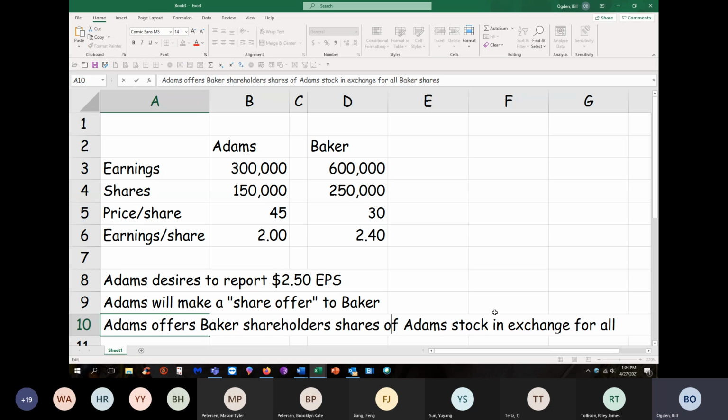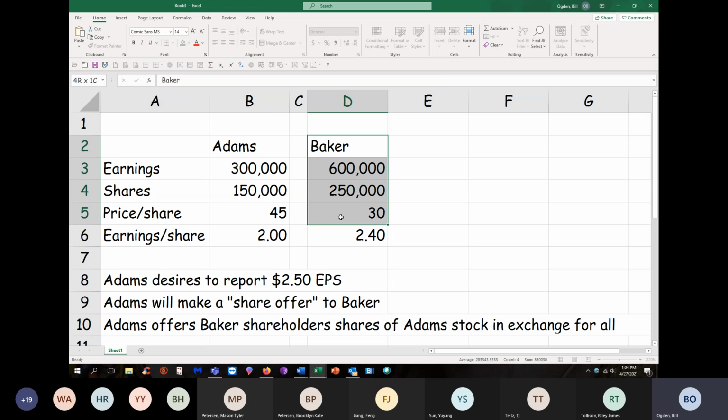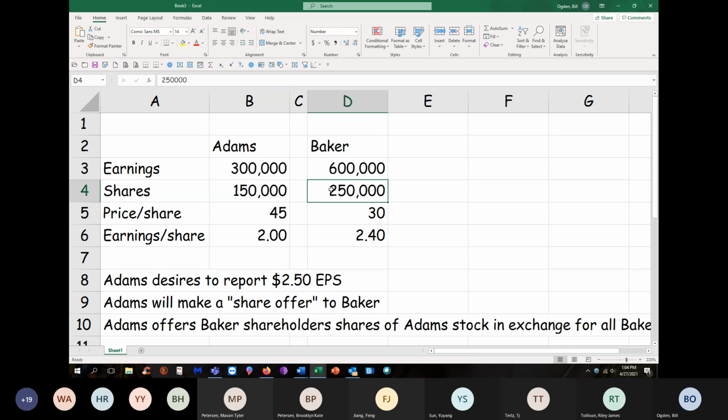In exchange for all of the Baker shares. Okay, so in this particular example, if you were a shareholder in Baker, you will now be a shareholder in Adams. These do not exist anymore once the merger is over. But let's do the merger first. How many shares of Adams will you receive?